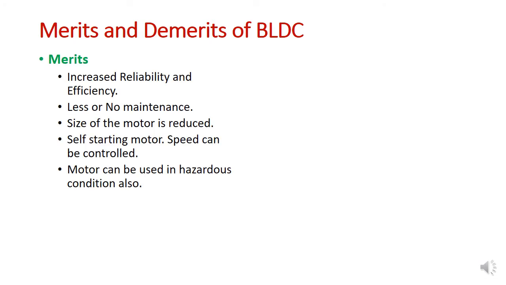Now when you see the advantages and disadvantages of the brushless DC motor, the advantages are that reliability and efficiency are increased, and there is less or no maintenance. You can say zero maintenance because we have removed the commutator and brushes. So the wear and tear is reduced, so the maintenance is reduced. There is no problem in the commutator circuit, so reliability can be increased, and there is no winding in the rotor circuit. The rotor copper loss is reduced, so the efficiency can improve.